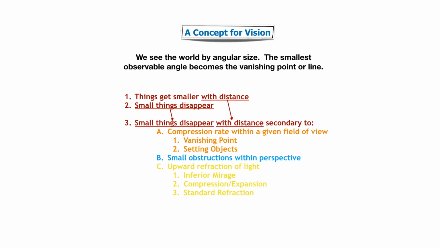So the first being that small things disappear with distance secondary to the compression rate within a given field of view. And we will break that down into the vanishing point and the concept of a setting object. Part 2, small things disappear with distance secondary to small obstructions within perspective due to the ascent rate within perspective, and we will cover that. And the third thing is that small things disappear with distance secondary to upward refraction of light, the inferior mirage effect, compression expansion effects, and we will give a formula for possible standard refraction.